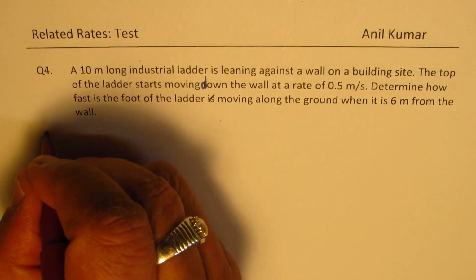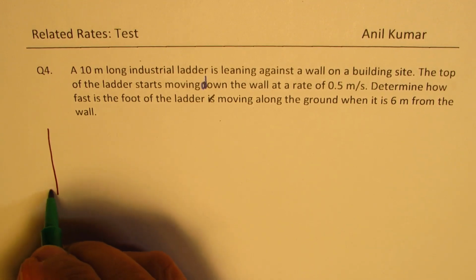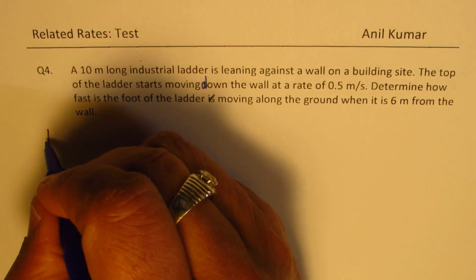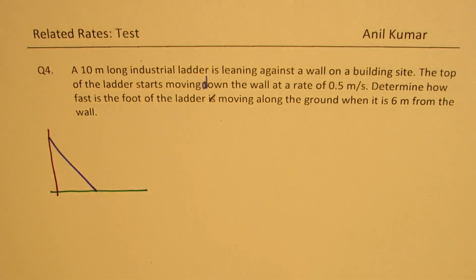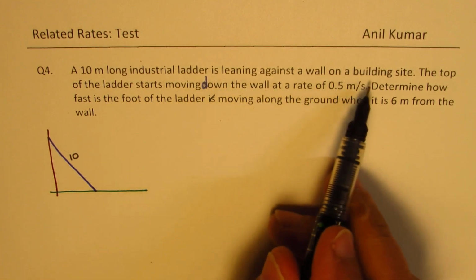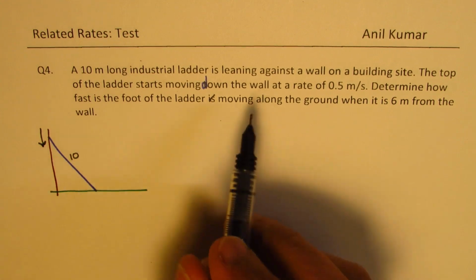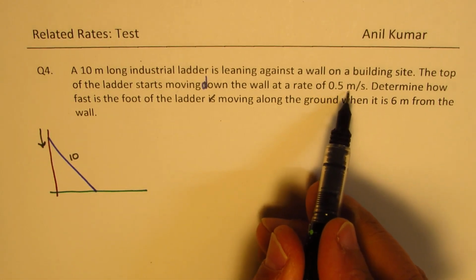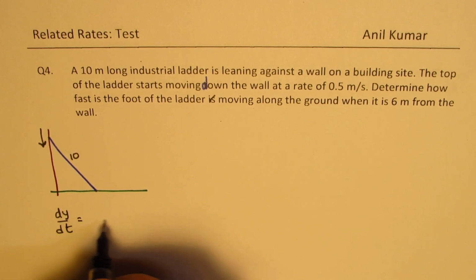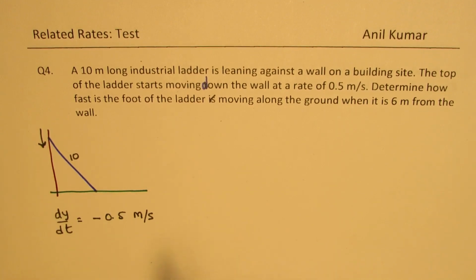So let's make a small sketch here. Let's say that is the wall, and this is the ground. A ladder 10 meters long is leaning like this. So we're given this is 10. The top of the ladder is moving down, and the rate is 0.5 meters per second. So we can say dy/dt is equal to minus 0.5 meters per second, since it is moving down.